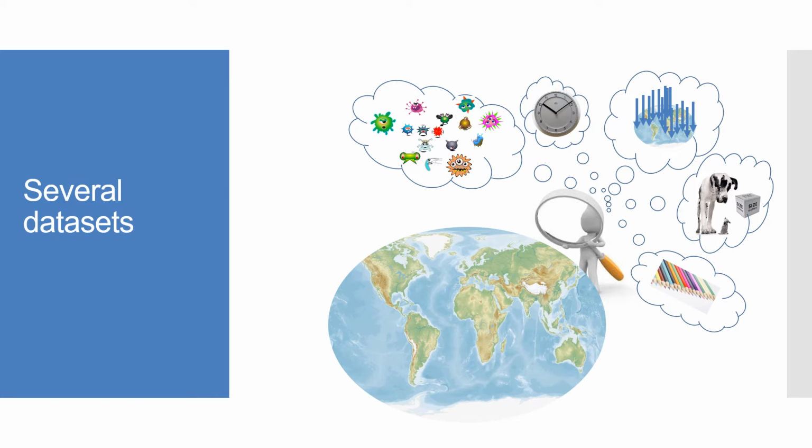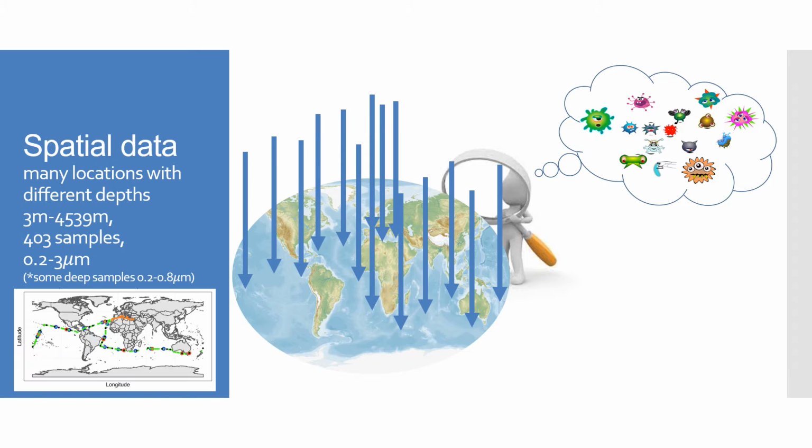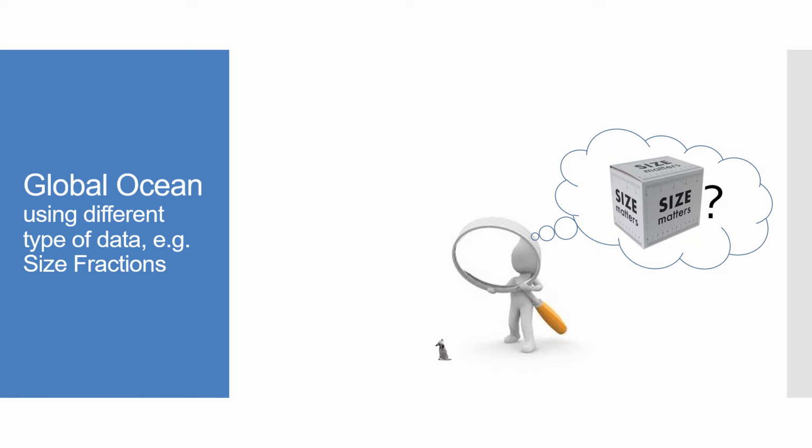That is the idea. My problem is, how do I obtain such subnetworks? I have several datasets. The first one is a time series of 10 years, one marine microbial ecosystem in one location and one depth. The second dataset combines several samples across the ocean and depth layers. This dataset had 403 samples and is the biggest in the study. We all agree that sample size matters, right?